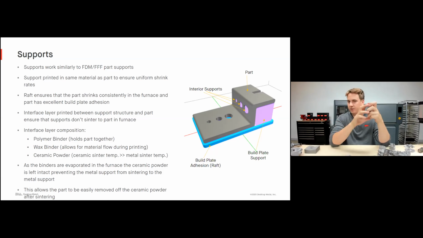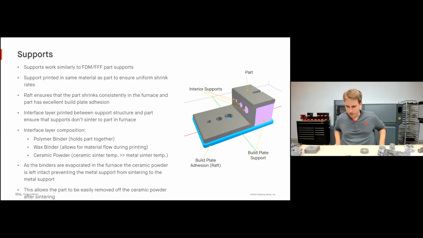The raft, which is what you're seeing on the bottom there in blue, is going to ensure that our part shrinks consistently as well. Your part is dragging across the floor of the retort as it shrinks. The retort is what's inside of the furnace to hold your parts. There's going to be friction. A raft ensures that all of our parts have uniform sliding friction to ensure we're achieving the better tolerance that we can get out of the furnace.